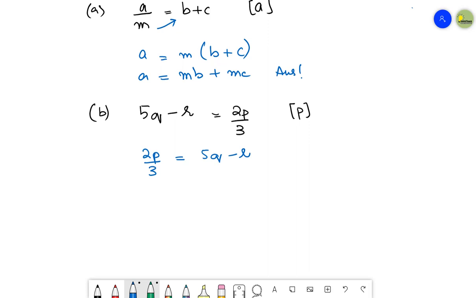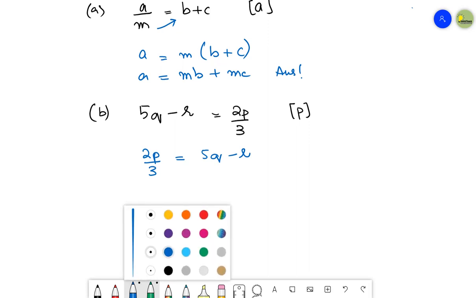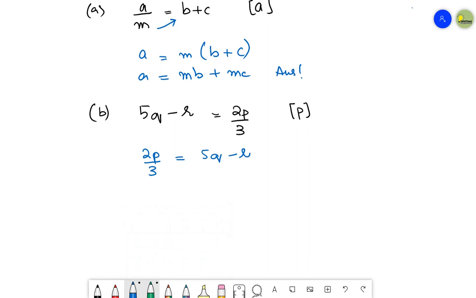Now, since we need the value of P, or we need to separate P, I can see that right now I have two numbers. 2 is multiplying with P and 3 is in division, right? So if I want to shift 2 and 3, I have to change the operation. 2 is multiplying over here, so if I want to shift this 2 to the other side, then it is going to be divided. So P upon 3 equals 5Q minus R whole divided by 2. Keep in mind that the value is going to be divided as a whole.